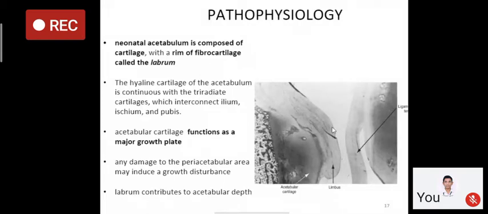This is the acetabular cartilage, and this is the limbus infolding, and this is ligamentum teres. Any damage to the periacetabular area may induce a growth disturbance because it is acting as a growth plate, and any inhibition of the growth plate may lead to alteration in the growth. And labrum contributes to the acetabular depth. It is a mechanism devised in the body to increase the depth of the joint.